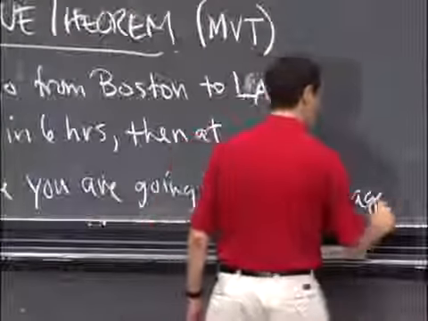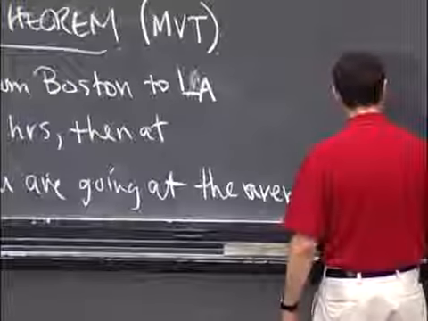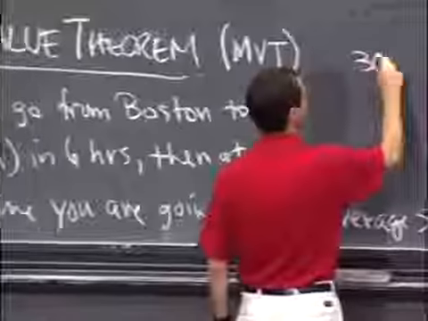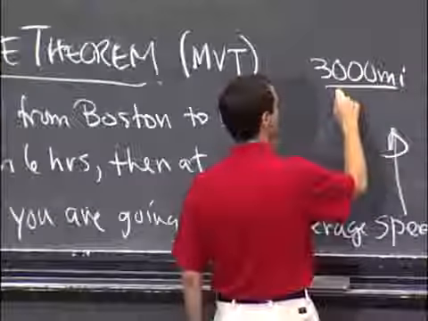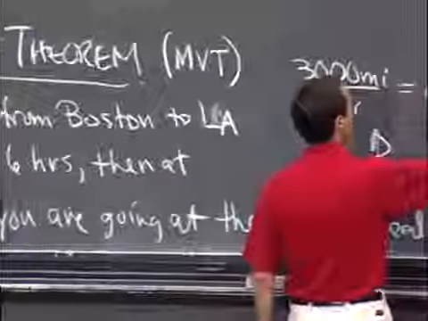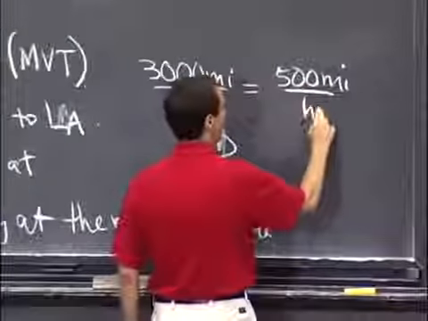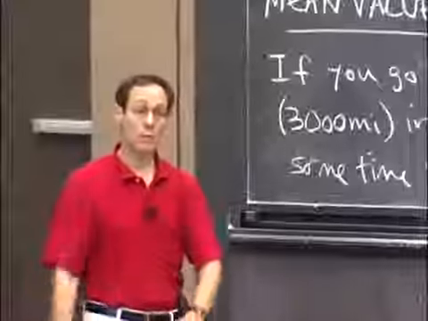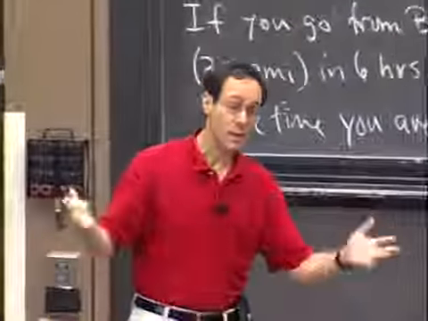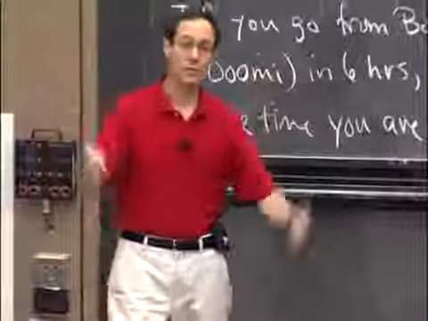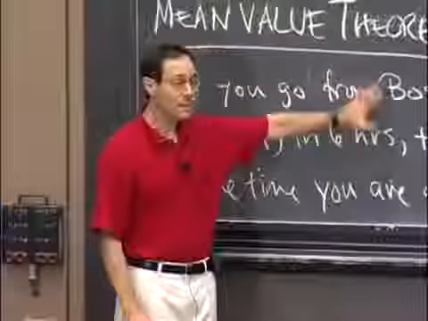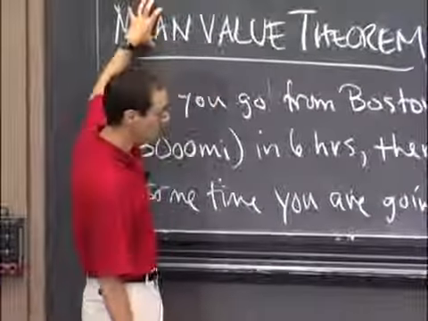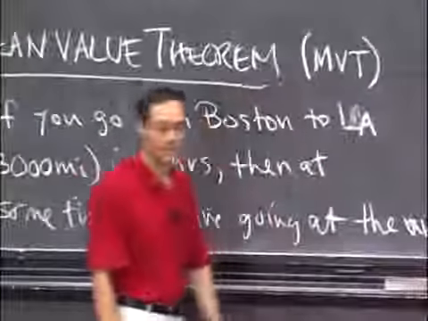Average speed, which in this case is what? So we're going at the average speed. That's 3,000 miles divided by 6 hours. So that's 500 miles per hour. Exactly. So sometime on your journey, of course, some of the time you were going more than 500 miles an hour, sometimes you were going less, and sometime you must have been going 500 miles an hour exactly. That's the mean value theorem. The reason why it's called mean value theorem is that the word mean is the same as the word average.